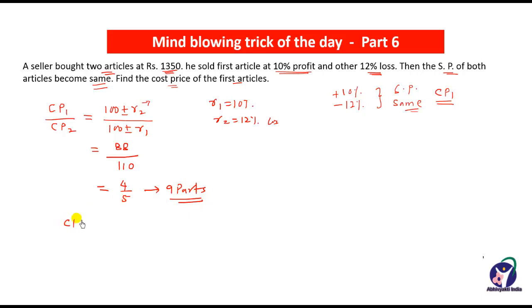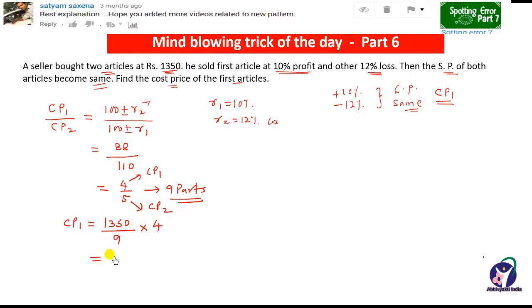So the cost price of the first article will be equal to 1350 divided by 9. We are taking 9 equal parts. Out of those 9 equal parts, 4 parts will be of the first and 5 parts will be of the second. We have to find the cost price of the first article, so we multiply by 4, and after solving this we get rupees 600. So the cost price of the first will be 600 rupees. If you multiply this by 5, we will get the cost price of the second one.